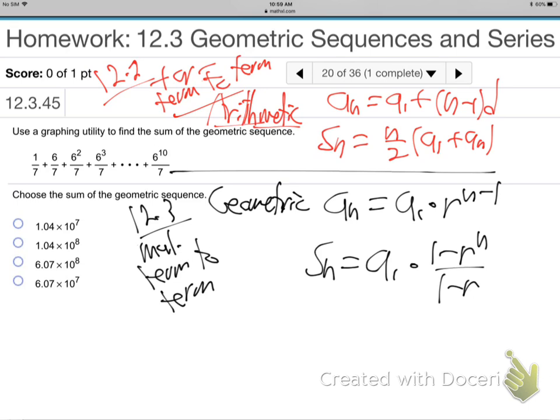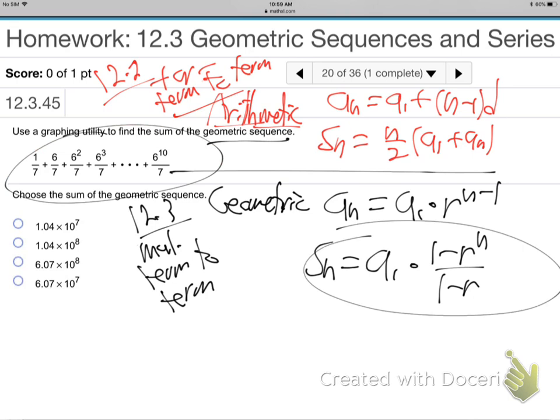So which one's this? Well, it says geometric right here, and they're being added up. So it's S sub n for geometric. To use that one, we need to know A1 first. Do we know A1? Yeah, it's the first term, 1/7. And then we need to know R. How do we find R? Oh, 6 over 1. Correct.